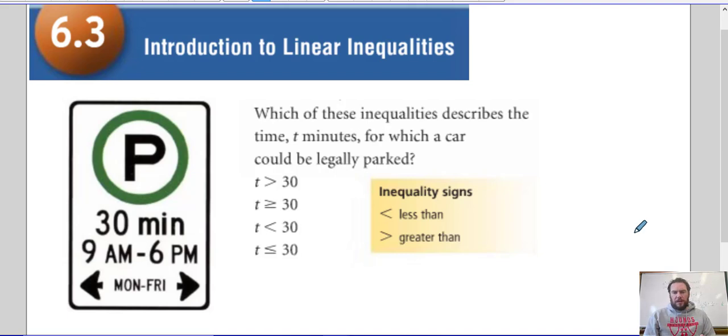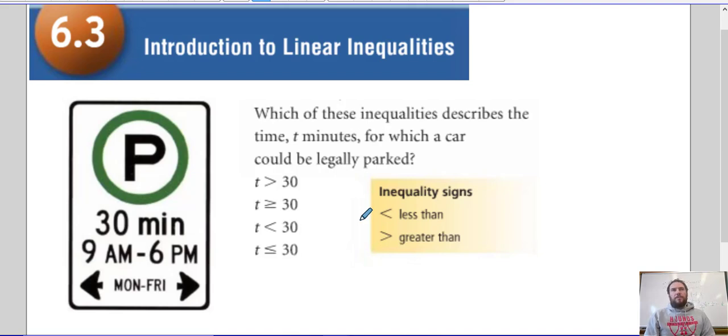So a couple of things we need to know, these symbols, less than versus greater than. That's kind of how we read them. So in this case, this is t is greater than 30. T is less than 30. And notice that two of these symbols have an equal sign underneath. What that means is, in this case, t is allowed to be 30, whereas in this one, t can't be 30. It has to be numbers that are bigger than 30.